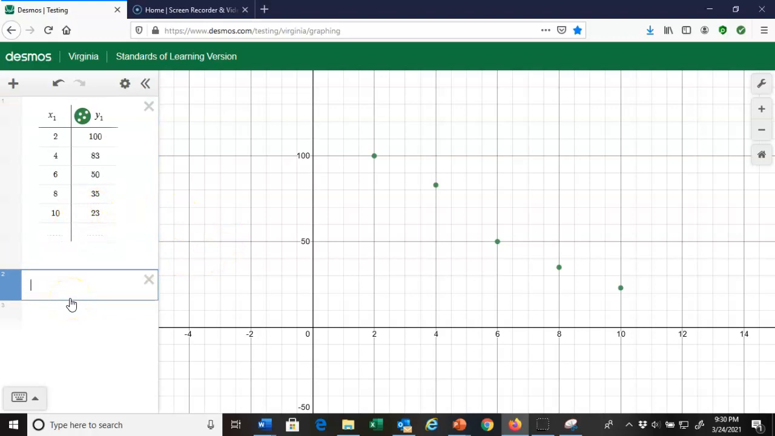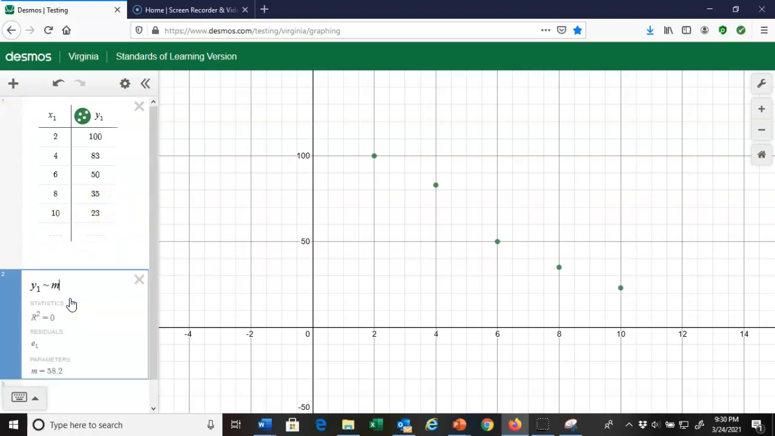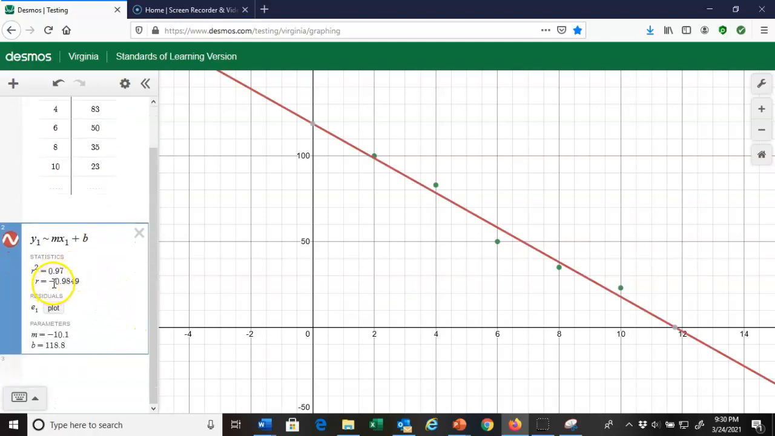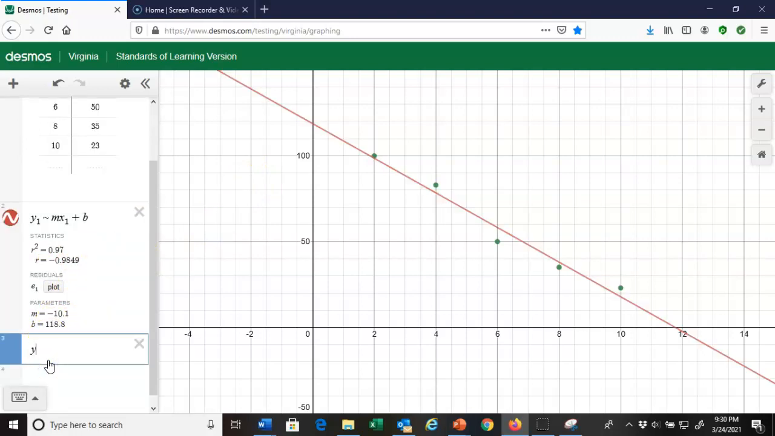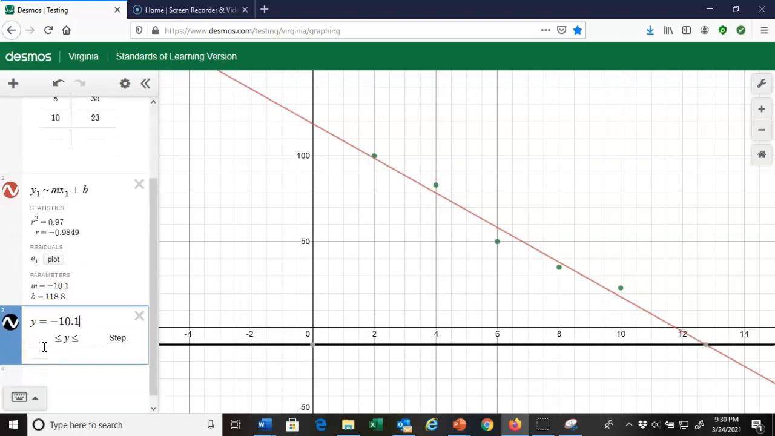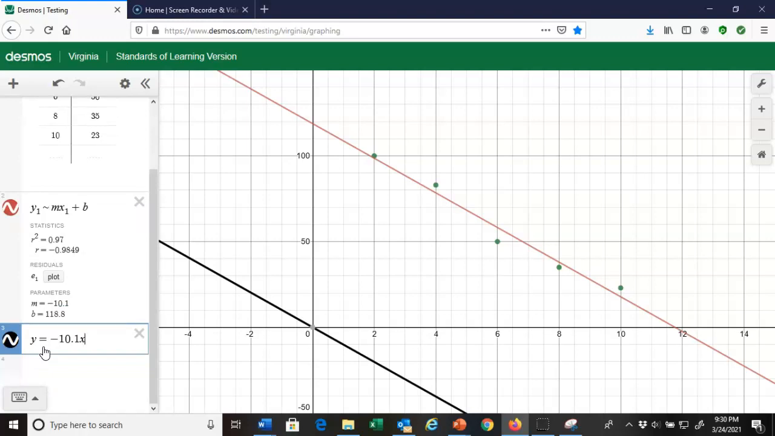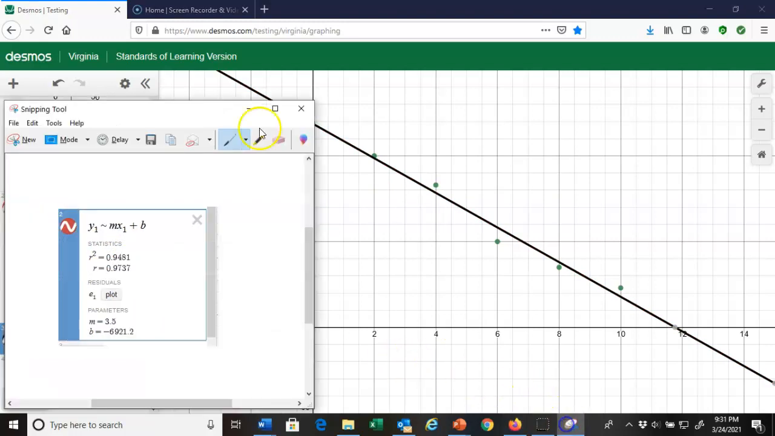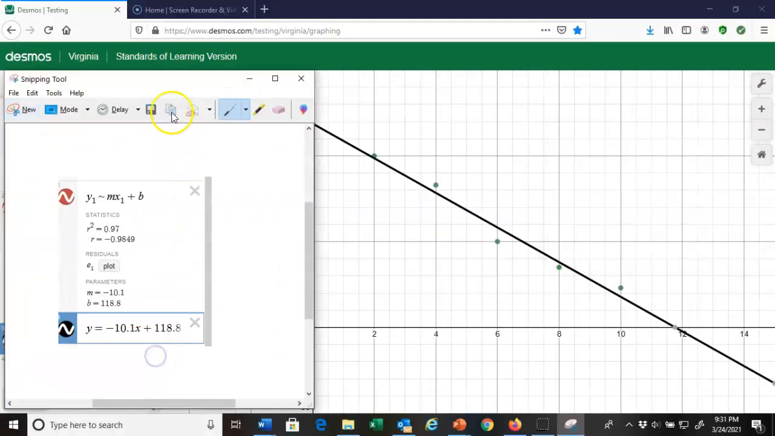And we're going to do our regression. So y1 approximately mx1 plus b. There it is. There's all the information we need. It's a pretty strong negative correlation, right? Negative 0.98. And we can put in the line it gives us, y equals. It tells us m is negative 10.1, so we're just plugging those in for the m and the b. And b is 118.8. And sure enough, there it is. It plotted itself right over the regression line, and that's our equation. So I'm going to bring this over with us.